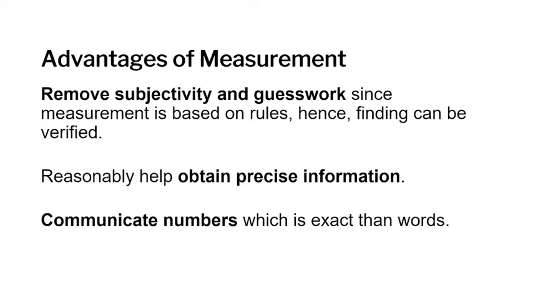It helps us to obtain precise information, and it communicates numbers, which are more exact compared to words. Because if we use a qualitative description of a certain measure, we will have a tendency to have errors. It has a tendency to be erroneous. So what we're going to do is measurement. Measurement is our choice to make it more precise.